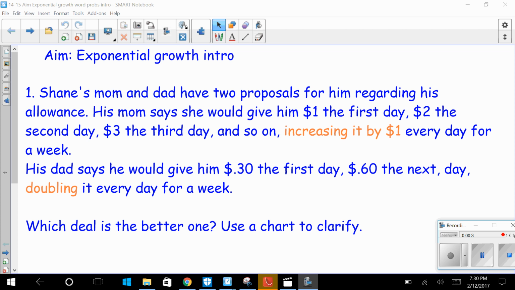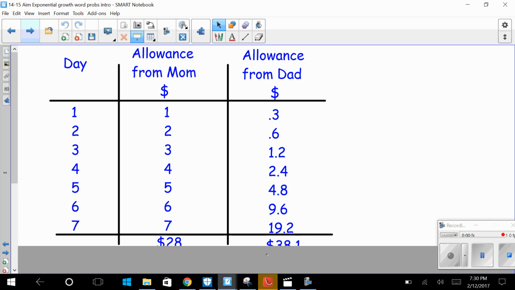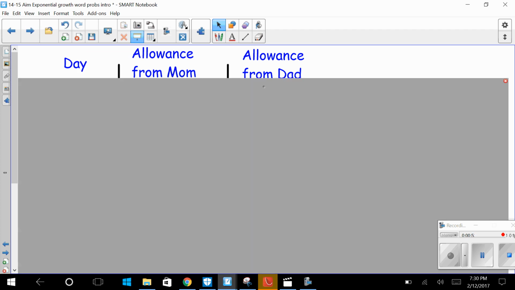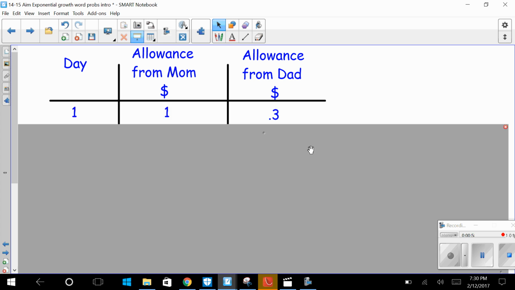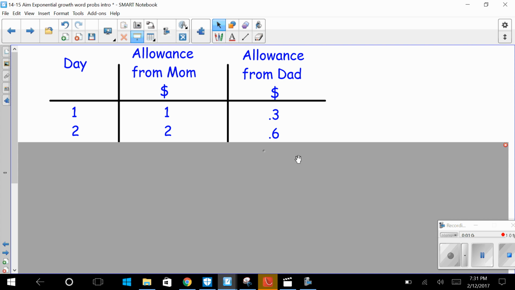So think about it for a moment before you move on with the video. Stop the video and think about which deal you would take. If you make a chart comparing the allowance from mom with the allowance from dad, on day one, mom gives you $1, dad only gives you 30 cents, or 0.3 of a dollar. Day two, mom gives you $2, dad gives you 60 cents, and so on.